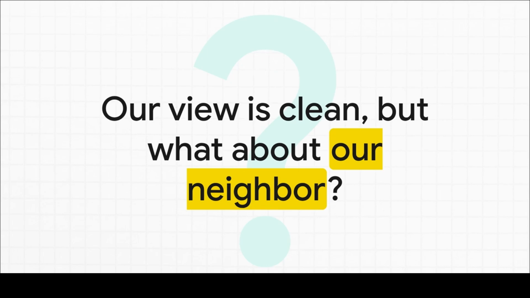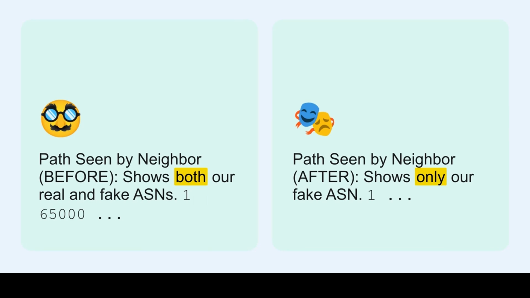Our neighbor is still seeing that messy, cluttered path with both our real AS number and our fake one. We've got to fix the picture from their side of the fence. And this is where our second tool comes in, replace-as. And thankfully, it does exactly what the name suggests.